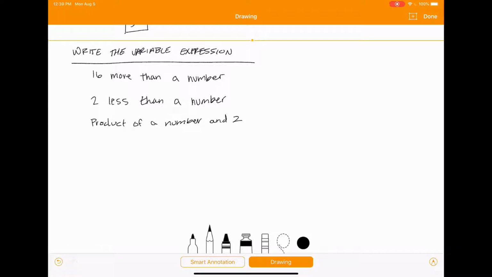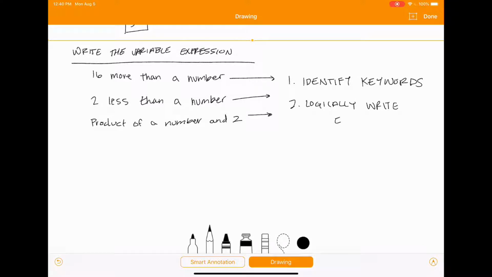And so to write a variable expression for each of these, you're just going to first identify keywords, and then logically write the expression.